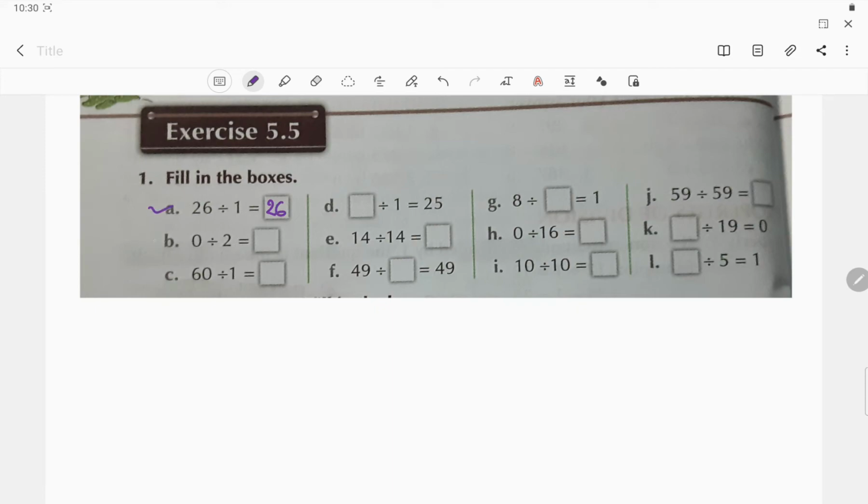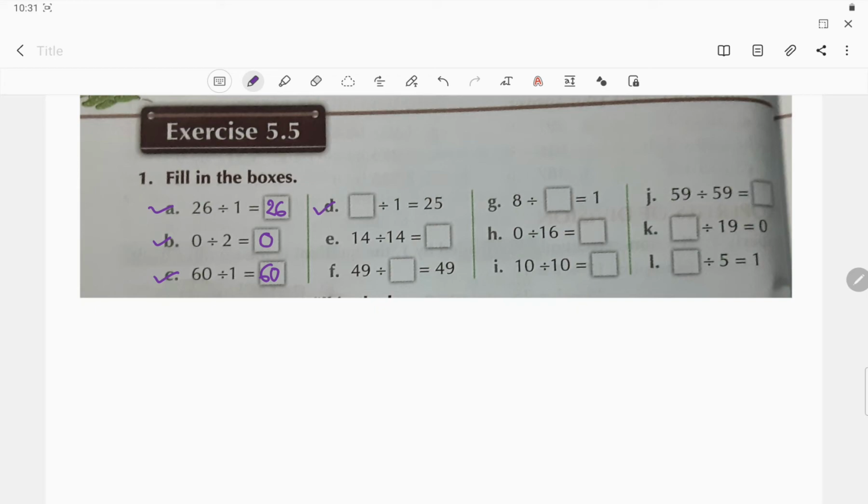Now question number B, 0 divided by 2. Property number 3 says when you divide 0 by any non-zero number, the quotient will be 0. So here it will be 0. Question number C, 60 divided by 1. From property number 1, when you divide a non-zero number by 1, you will get the number itself.